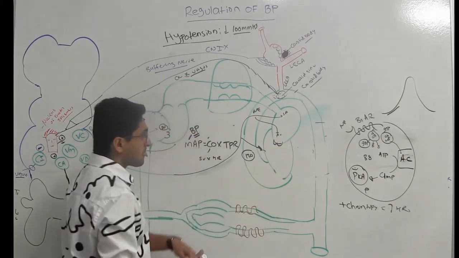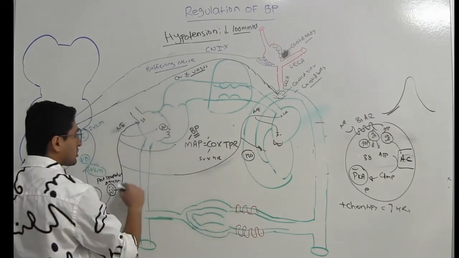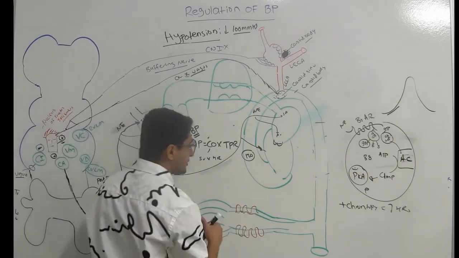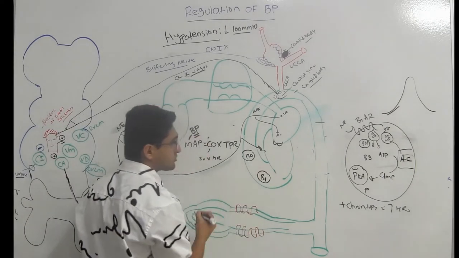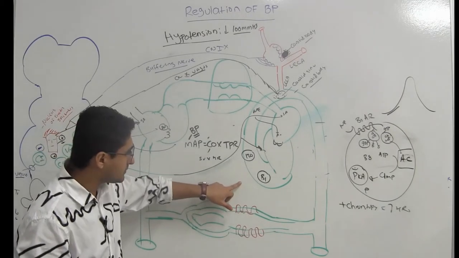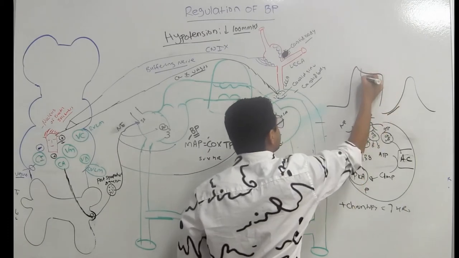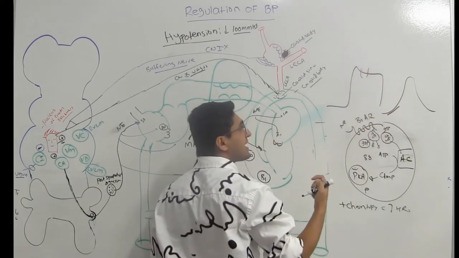That's what happens with the AV nodal cells, right? The other thing happening is in the ventricular myocardium. Again, the ventricular myocardium has beta 1 adrenergic receptors, the same kind of pathway. They will phosphorylate the L-type, fast L-type channels, remember this.